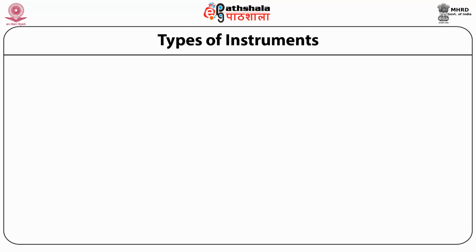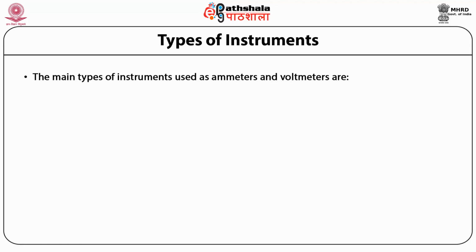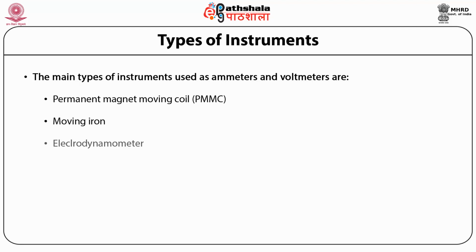Let us consider the types of instruments. The main types of instruments used as ammeters and voltmeters are: first, the permanent magnet moving coil, that is PMMC. Second is moving iron. Third is electrodynamometer. Fourth is hot wire. Fifth is thermocouple. Sixth, induction.